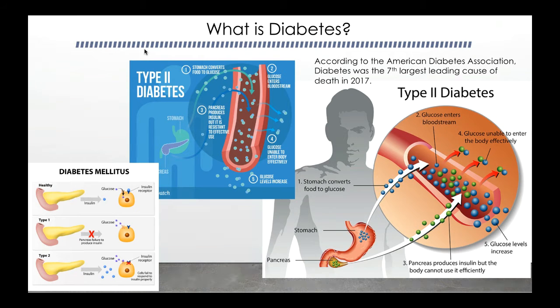What is diabetes? Diabetes is an issue with the processing of glucose. It can be genetic, it can be related to your weight, it can be related to a lot of things, a sedentary lifestyle. But basically, it's the inability to process the sugar as fast as it's being ingested.